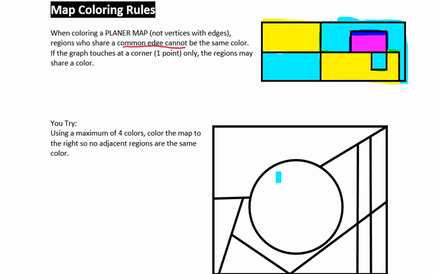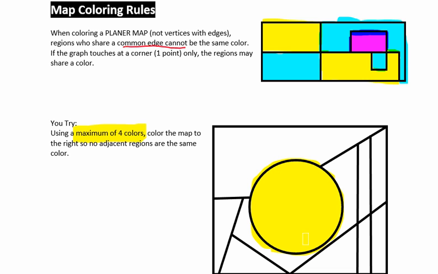So here's one, and let's try and color this, and we're going to use a maximum of 4 colors. That means no more than 4. So no adjacent regions, so regions that share a common edge, can't be the same color. And what a lot of people try to do is approach this by either starting from the center and working your way out, or starting at a corner and working over. I like to start from the center.